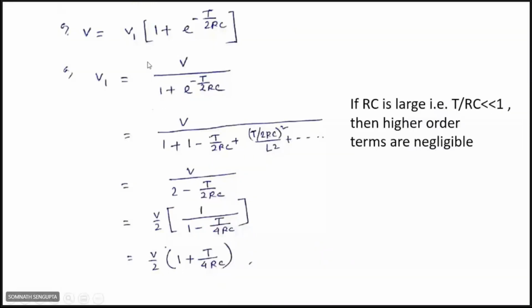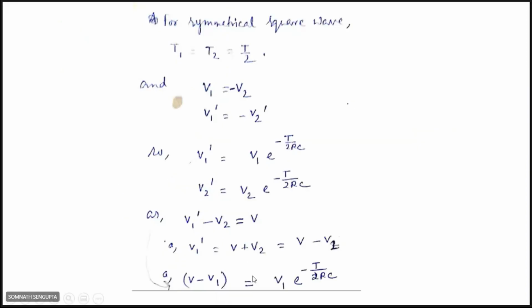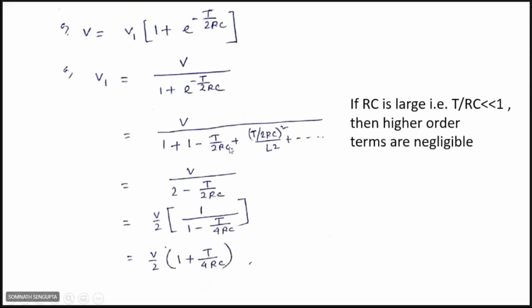Now from here, V minus V1, we should take V1 to the right side, so it becomes V is equal to V1 into 1 plus e to the power minus T by 2RC. So this V1 is equal to V by 1 plus e to the power minus T by 2RC.